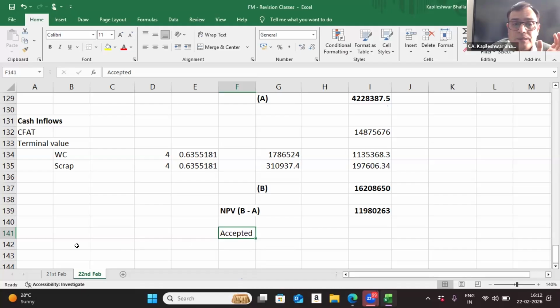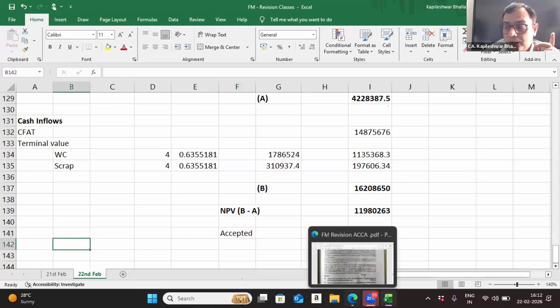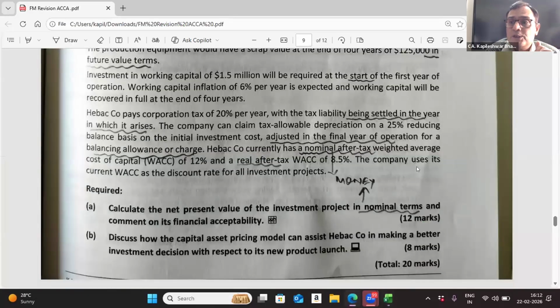Okay, so this is done. But before that, I want to pick up the second requirement also, just to discuss it quickly. It says discuss how the capital asset pricing model can assist HABAC in making a better investment decision with respect to new product launch. Now, my question is, let's get the input from your side.